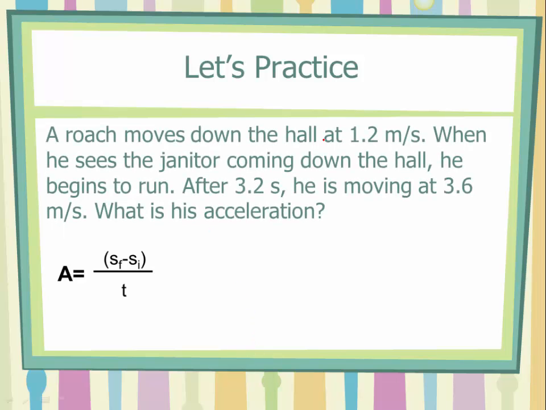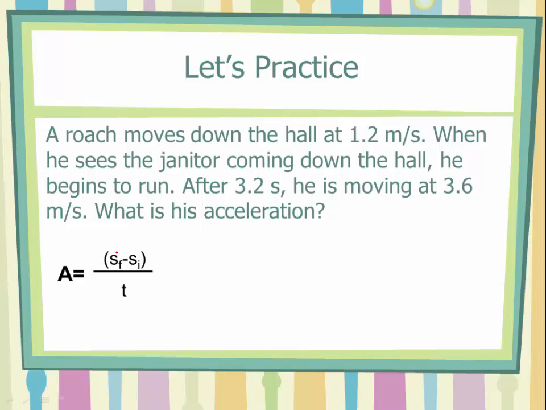So a roach moves down the hall at 1.2 meters per second. When he sees a janitor coming down the hall, he begins to run. After 3.2 seconds, he is moving at 3.6 meters per second. What is his acceleration? So we know our acceleration formula.